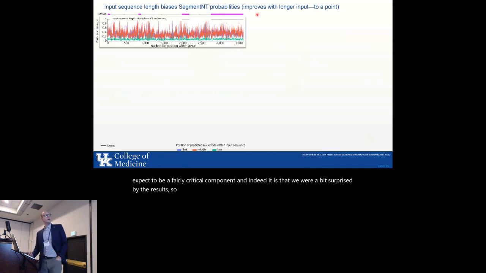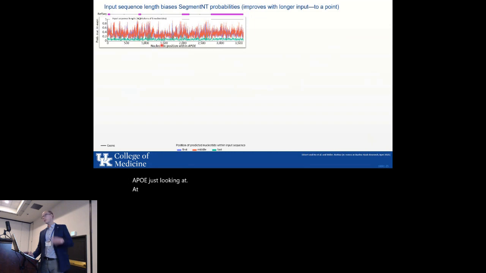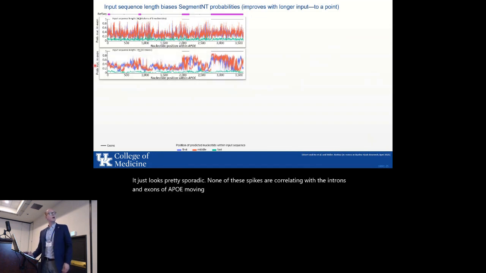So starting with only a 24 nucleotide input sequence, again, this is ApoE, just looking at the probabilities of being an exon. It just looks pretty sporadic. None of these spikes are correlating with the introns and exons of ApoE. Moving up to a 192 nucleotide input sequence, it seems maybe less random, but still not a great correlation between introns and exons. No peaks for exons or valleys for introns.